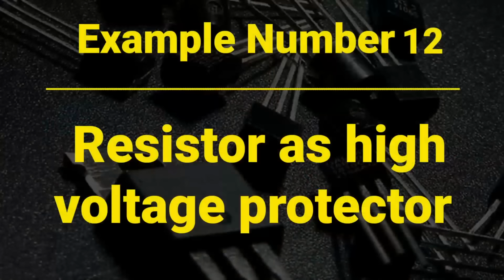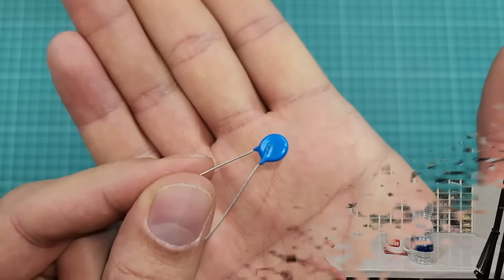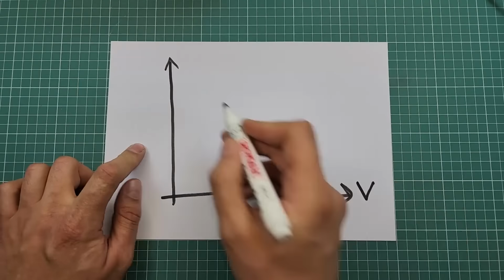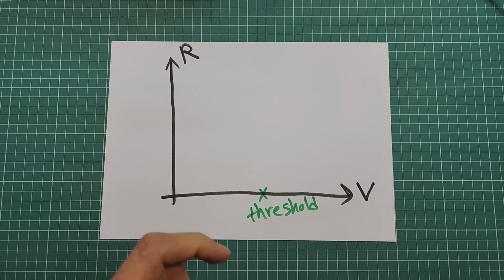Example number 12, resistor as a high voltage protector. There is a special kind of resistor whose resistance depends on the voltage at its leads. They are used to protect the circuit from overvoltage. This is a voltage-dependent resistor. It's also called a varistor. It has a nonlinear varying resistance dependent on the voltage applied.